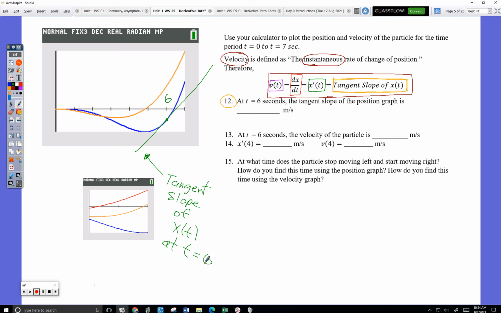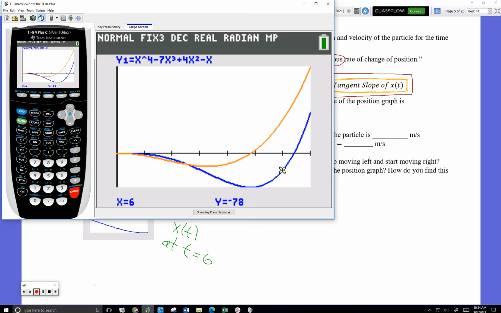Okay, cool. Here's two different ways to do it. First method, go back to your calculator. You need to go to the main screen. Now, there is a way to do it from this screen, but it is less accurate, so I don't recommend you use it for fear you'll lose points on the AP test. So go to the main screen, which you do second quit.